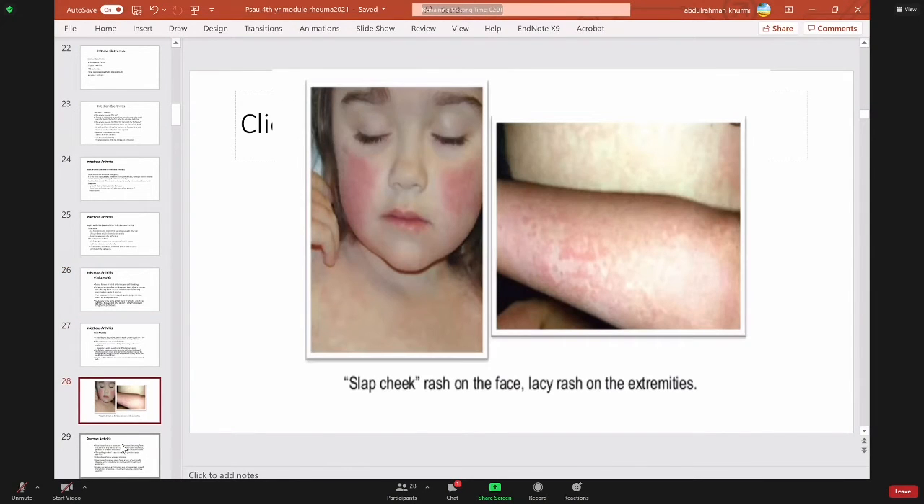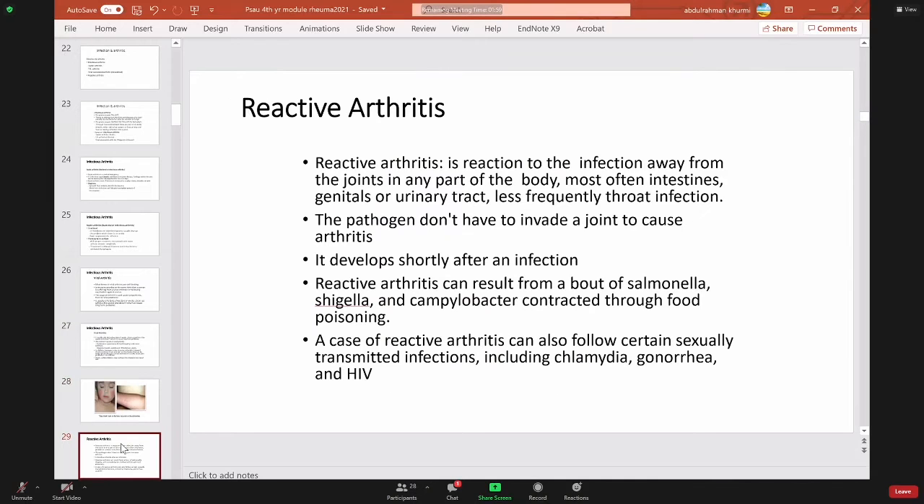They have systemic features. Reactive arthritis is a reaction to an infection away from the joint, like what happens in the intestines or urinary tract, such as a UTI. The pathogen does not invade the joint capsule. It can come from Salmonella, Shigella, Campylobacter, food poisoning. It can also happen with sexually transmitted diseases like chlamydia, gonorrhea, and HIV.